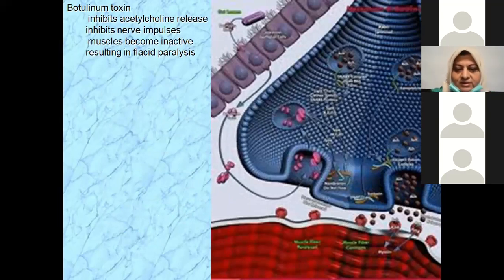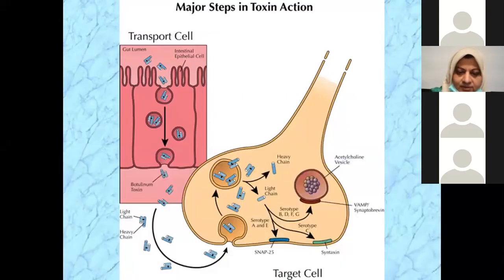It inhibits acetylcholine. This toxin goes here, and it will block the proteins whose function is to release acetylcholine. So these proteins would be inhibited and acetylcholine would not be released, and the muscles will become inactive, resulting in flaccid paralysis. This is a more detailed diagram for this.